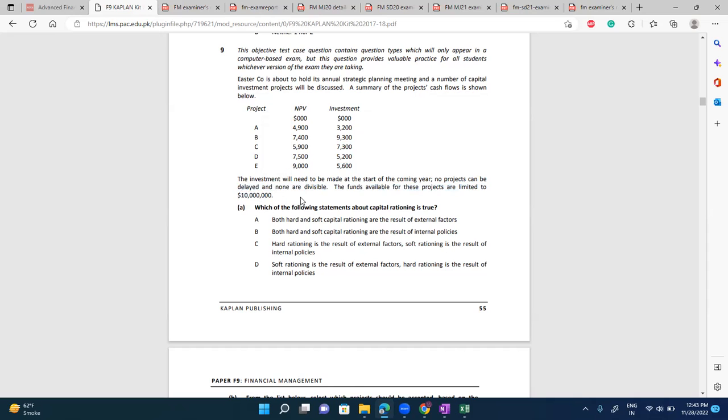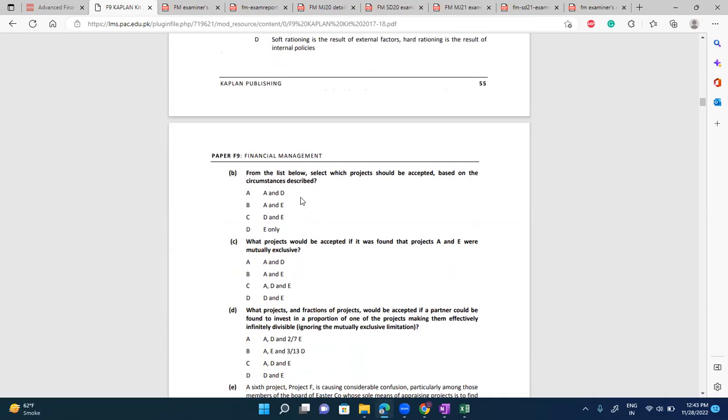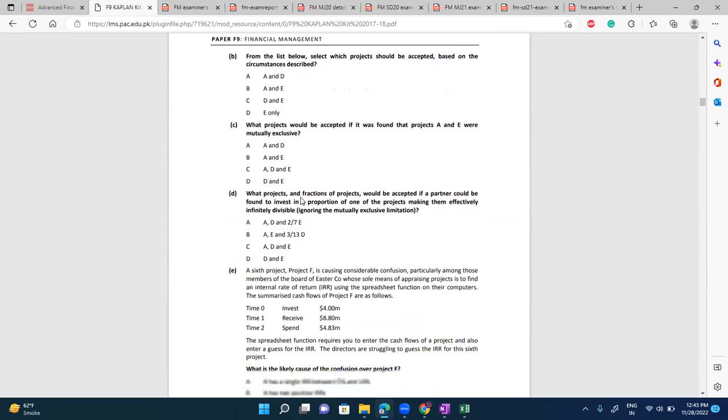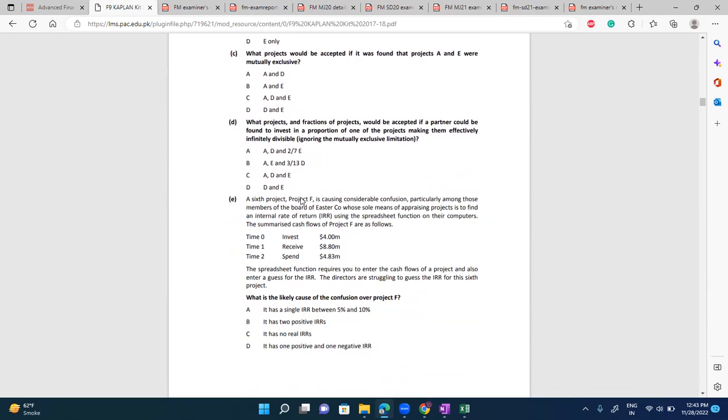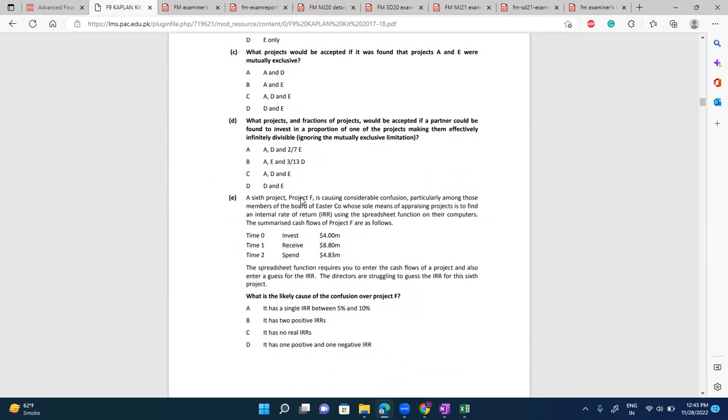ठीक है सर। और सर इसमें पार्ट ई। पार्ट ई। जी। Okay, a sixth project F is causing considerable confusion, particularly among those members of the board of Easter company whose sole means of appraising projects is to find an IRR using the spreadsheet function on their computer. Summarized cash flows दिए हैं, 0 पे इतने, 1 पे और 2 पे। The spreadsheet function requires you to enter the cash flow of a project and also enter a guess for the IRR. Directors are struggling to guess the IRR for this sixth project.